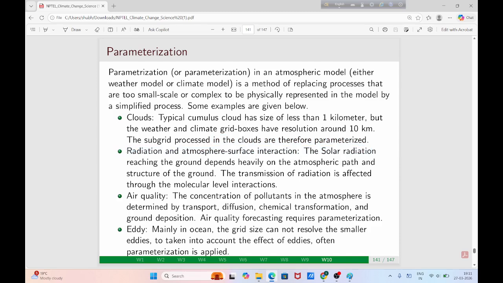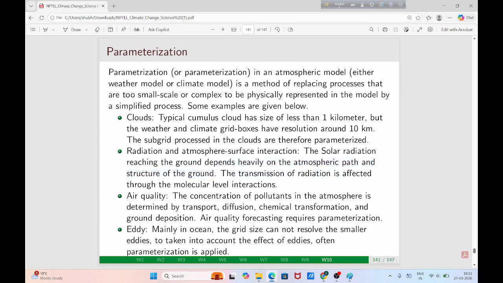Then comes the radiation and atmosphere surface interaction. There are plenty of parameterizations; we are just explaining a few. The solar radiation reaching the ground is a very complicated function that depends on the solar constant, but after that there are different layers of the atmosphere, and the medium is rapidly changing from the top of the atmosphere to the ground. There might be absorption, scattering, reflection, refraction, different processes. So it depends heavily on the atmospheric path and the structure of the ground also.